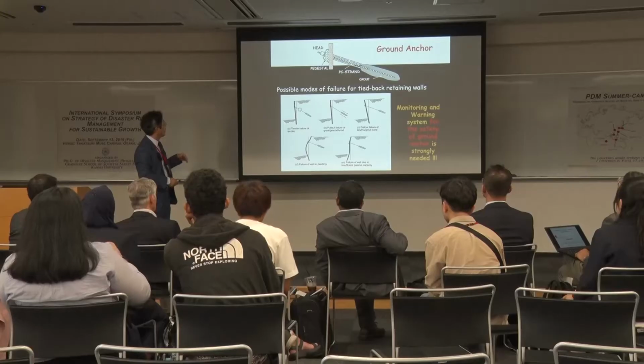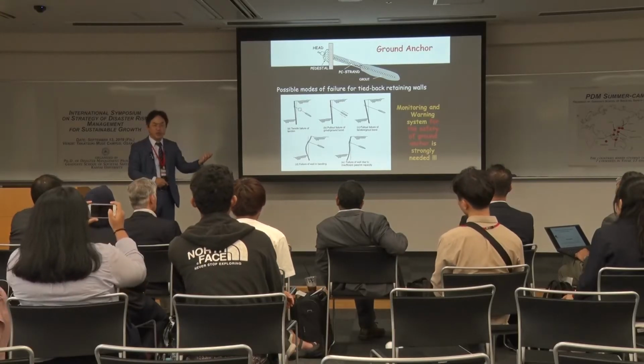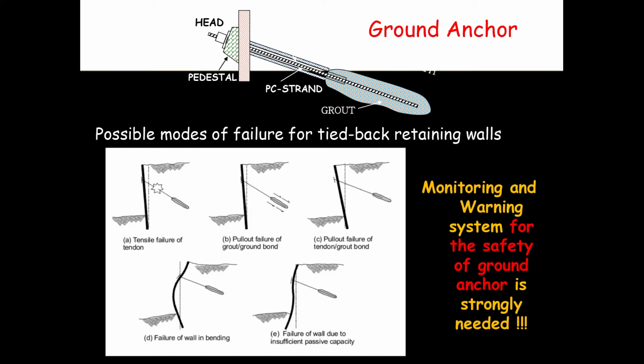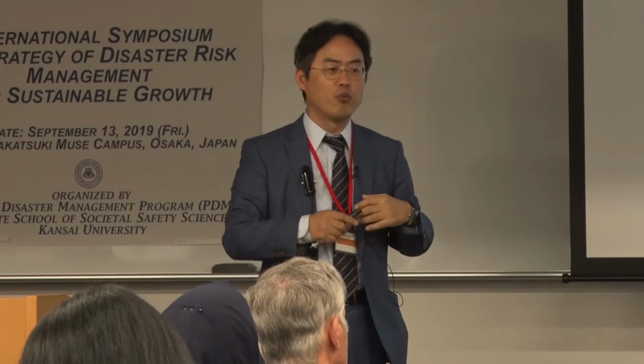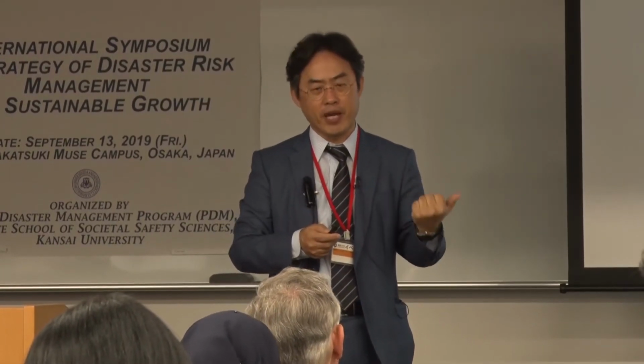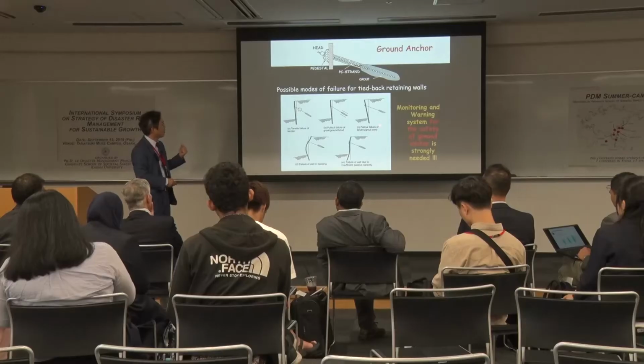However, even though we give pre-stress to the ground anchors, there are failure modes like this: tensile failure of the tendon, pull out of the tendon and grout bond, and sometimes bending, and then the toe will be translated like this. This kind of failure mode we cannot monitor, or even expect. So a monitoring and warning system for this kind of failure mode is required.